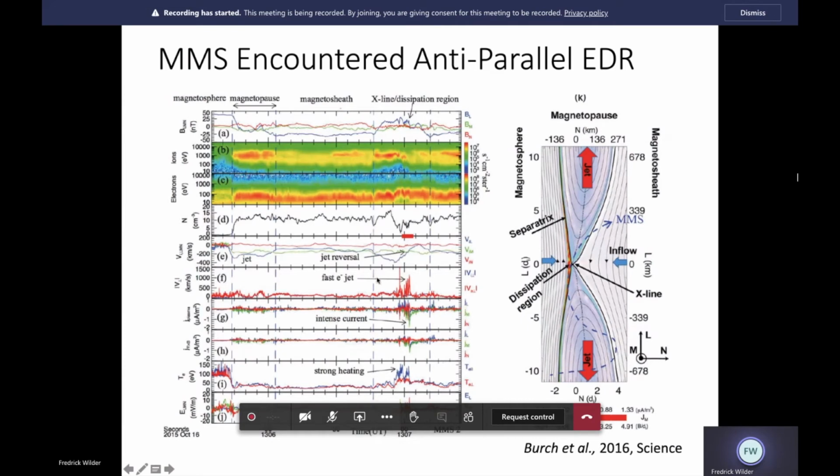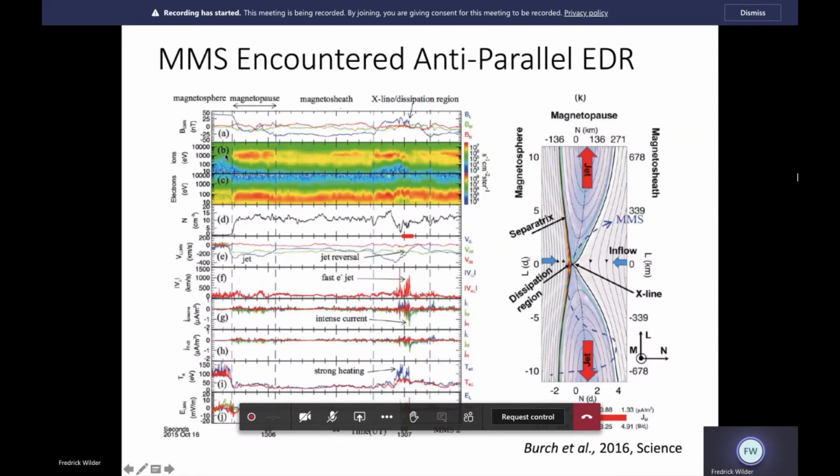So early on in the MMS mission, we made our first encounter with an anti-parallel electron diffusion region, or EDR. I actually found this event, and it was published in Science. It was the first major result from MMS. And so I'm going to walk you through this because you're going to see lots of stack plots that look like this. So the top panel is the magnetic field in L, that's the reconnecting component, M, that's the out-of-plane component, and N, the normal component.